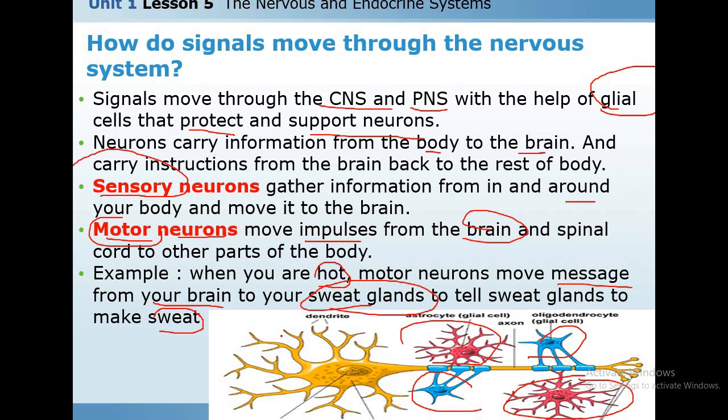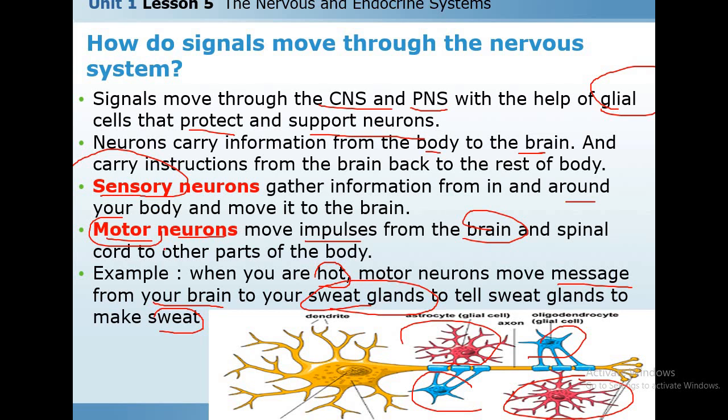So the sensory neuron, or your skin, senses that the temperature is very hot. This is information. So the function of the neuron in contact with your skin is to take this information, this message, to the brain. This is a sensory neuron.